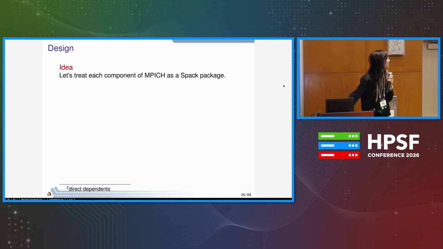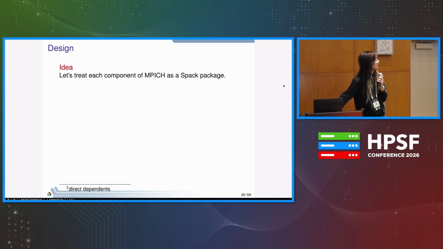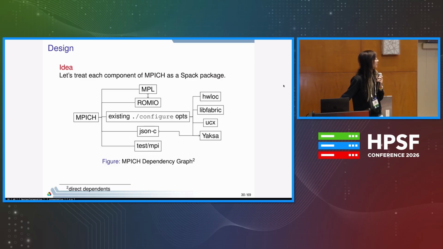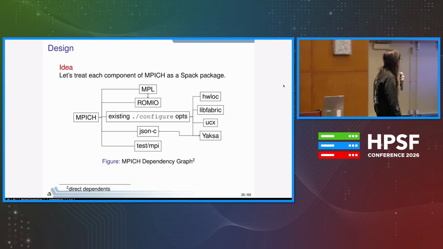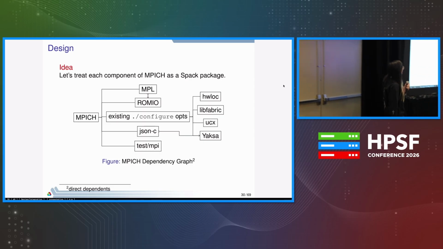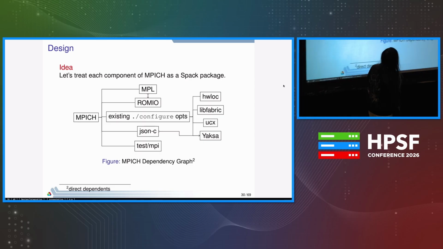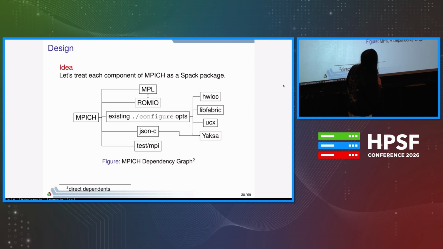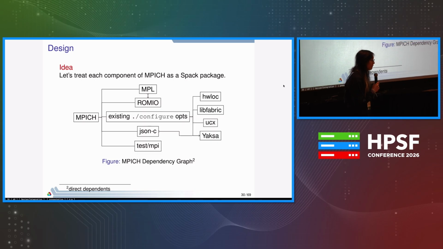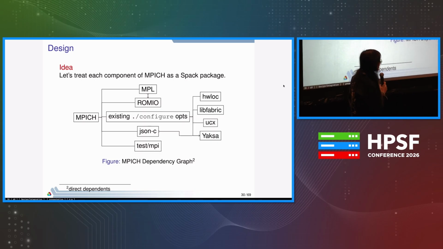So we have a general design. We can take each MPICH component and treat it as a Spack package. This is the MPICH dependency tree right here. The low-hanging fruit for these dependencies would be hwloc, libfabric, UCX, and Yaksa. These are all existing options in our Automake configure scripts, so these are pretty easy to factor out and just treat as if they were an embedded shared library on the system, which Spack handles pretty well.